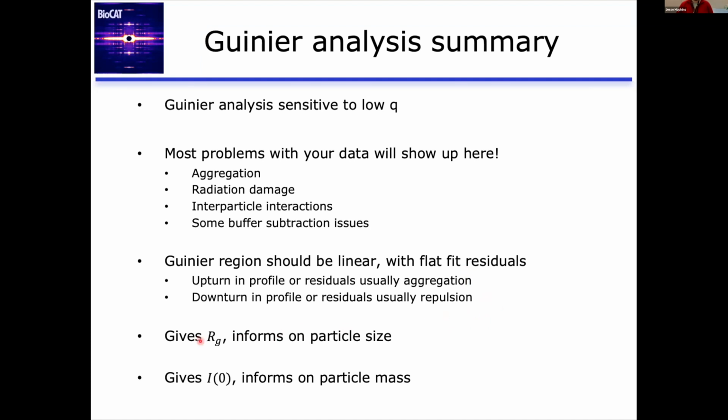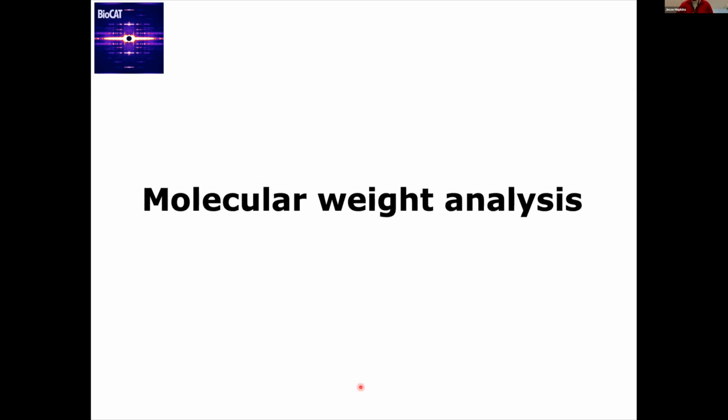remeasure. You also get the Rg, which informs on the particle size, and you get out the I(0) value, which informs on the particle mass. And I'll tell you how to use it to get particle mass in the next section of this talk on molecular weight analysis. But again, this is a good point to pause and see if there are any questions so far about Guinier analysis.